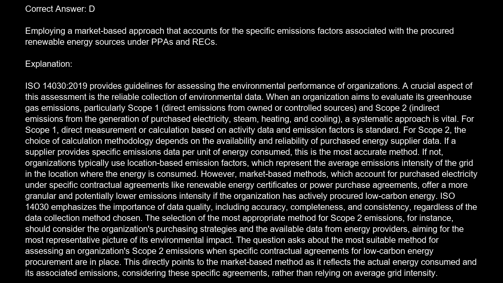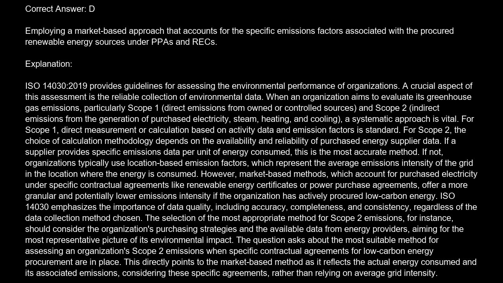A crucial aspect of this assessment is the reliable collection of environmental data. When an organization aims to evaluate its greenhouse gas emissions, particularly Scope 1, direct emissions from owned or controlled sources, and Scope 2, indirect emissions from the generation of purchased electricity, steam, heating, and cooling, a systematic approach is vital. For Scope 1, direct measurement or calculation based on activity data and emission factors is standard.